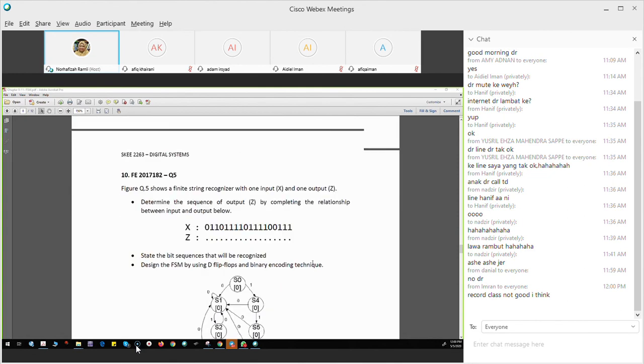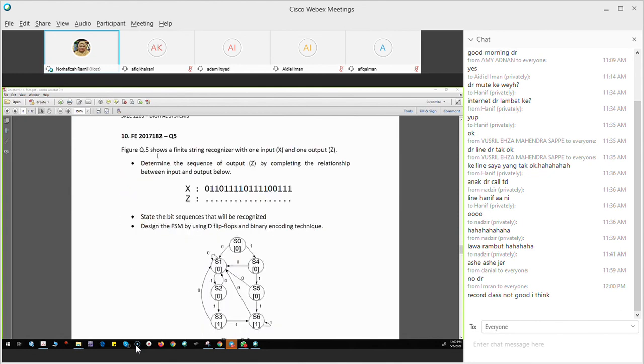No sound. This one is Q5. This is question 5. Determine the sequence of Z computerization.